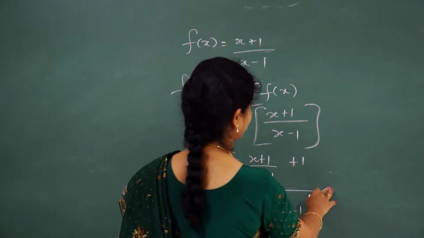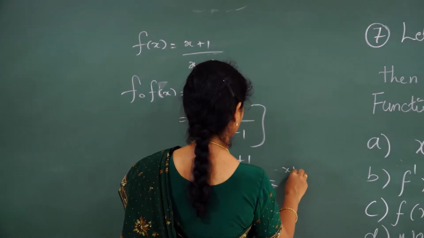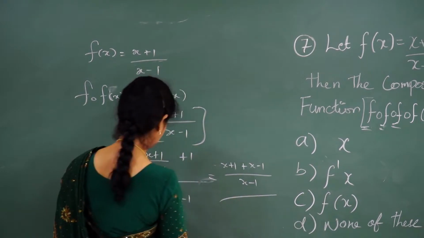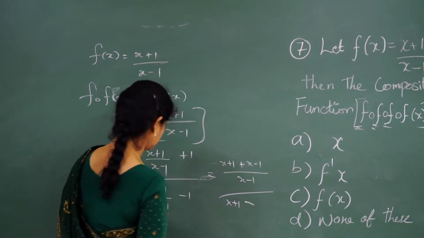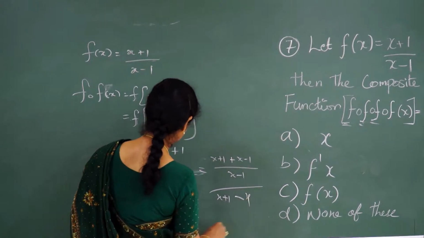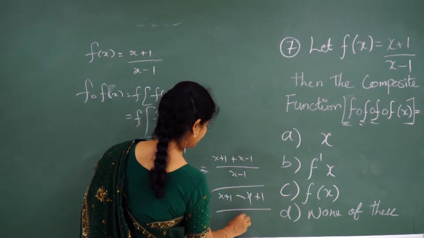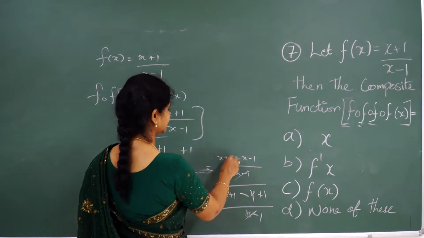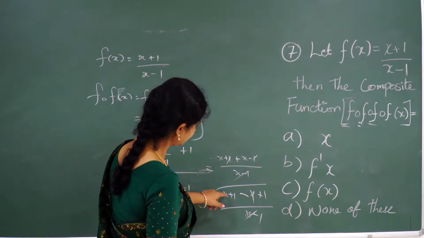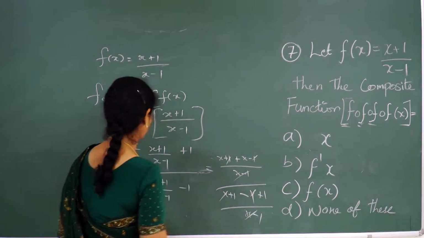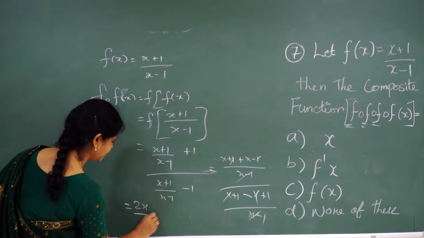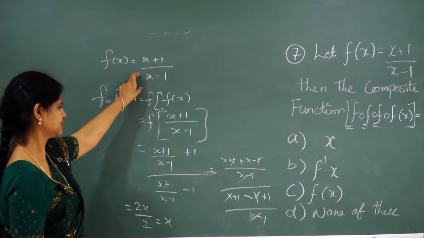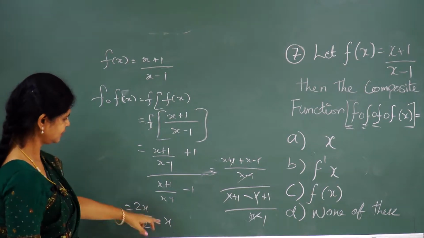So cross multiply. You get x plus 1 plus x minus 1, divided by x minus 1, over x plus 1 minus x plus 1, divided by x minus 1. Cancel these two terms, the x minus 1 denominators get cancelled. The numerator is 2x and the denominator is 2. So finally you get 2x by 2, and the answer is x. So the composite of the second function, f composite f of x, is x.